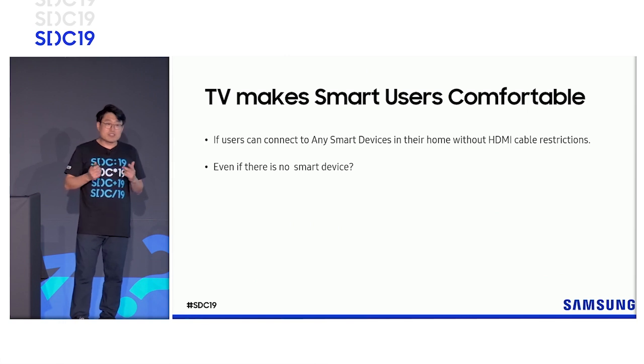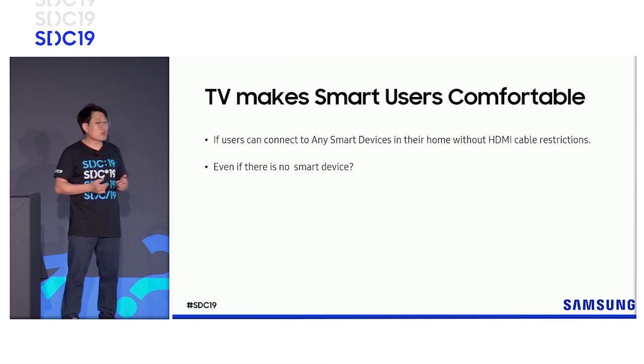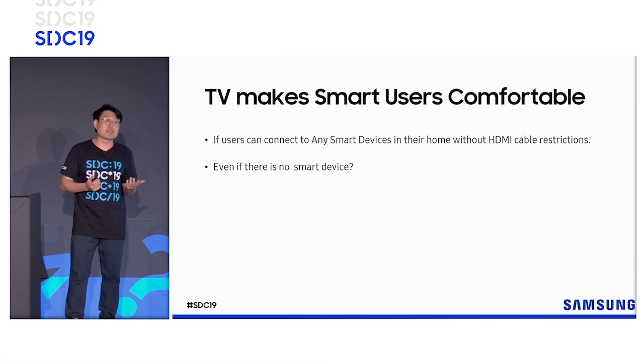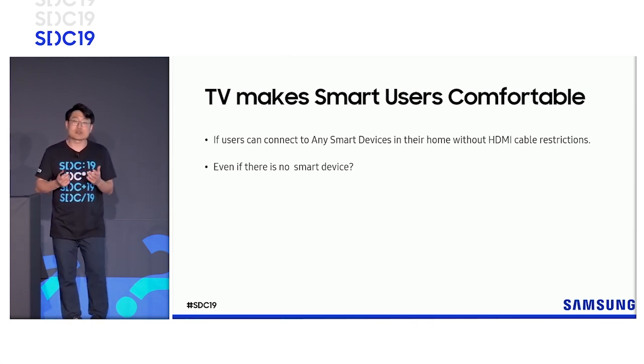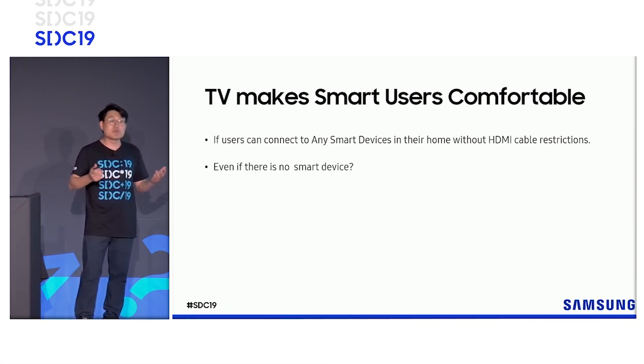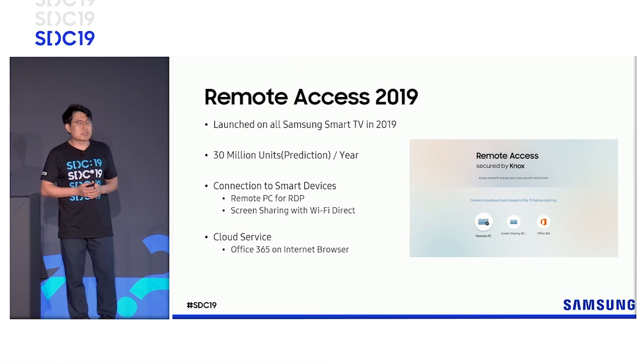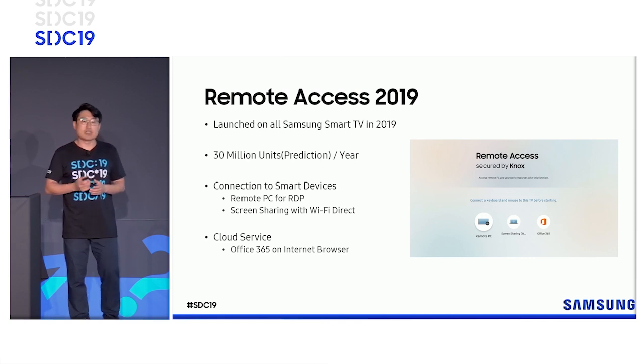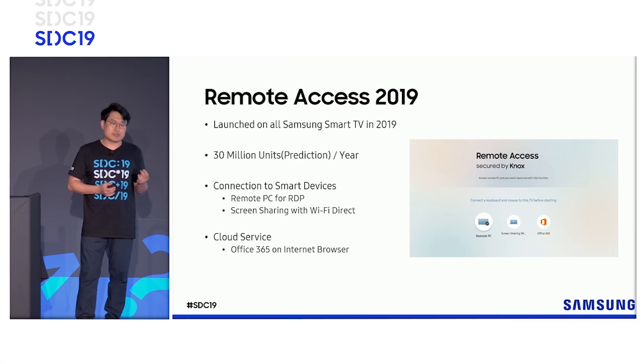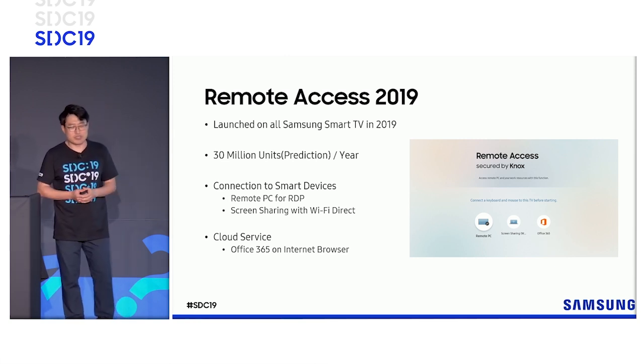As a result, we set the goal to offer a new service that makes smart device users more convenient when they use multiple devices without distance restriction and without HDMI cable limitations. Just use a smart TV. So that's why we launched remote access on all Samsung Smart TV in 2019. This service is expected to be adopted in 30 million smart TV units per year. 30 million smart TV every year.